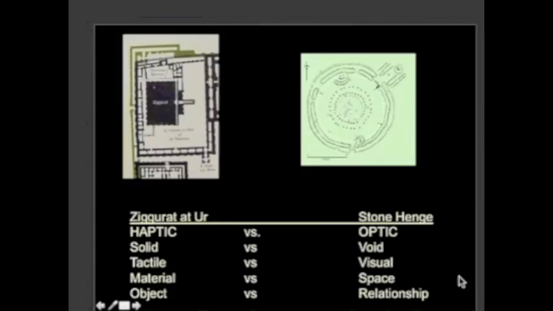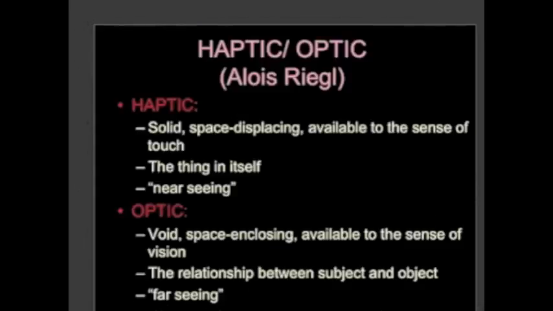While the haptic is tactile, materially present, available to near seeing or touching, the optic is visual, available to far seeing or perspective. The haptic is primarily material. Its content comes from its material presence. The optic is spatial. Its content comes from the relationships between things that can be seen through space. The haptic is primarily about the nature of the object, and the optic is primarily about the nature of relationships set up through objects in space.